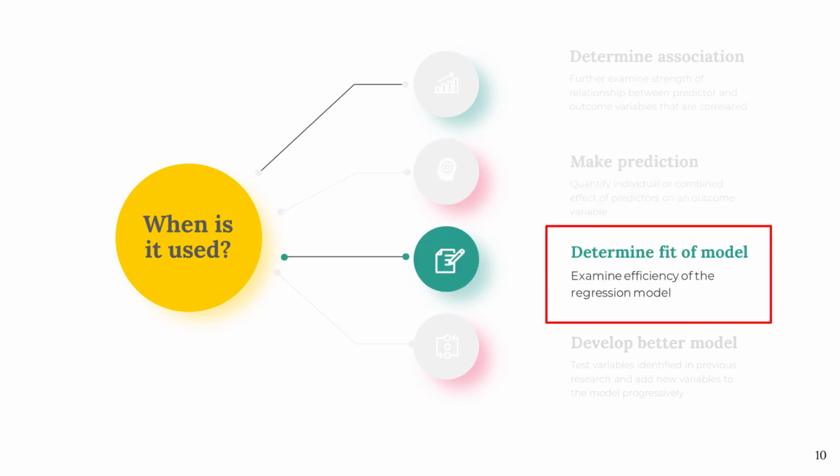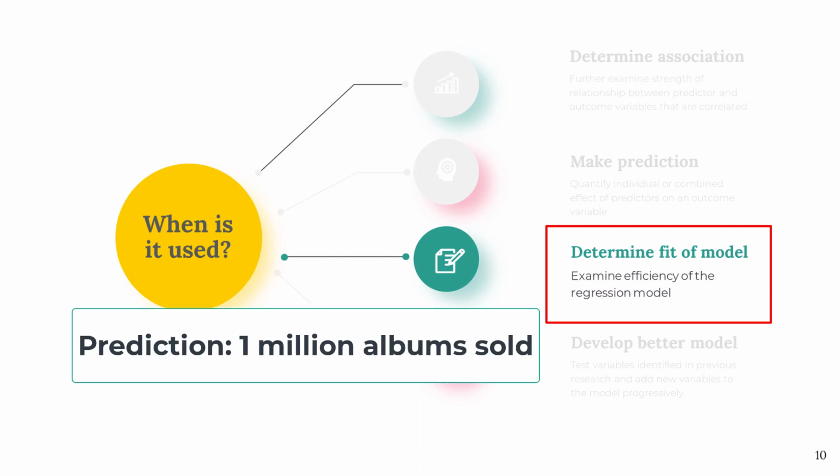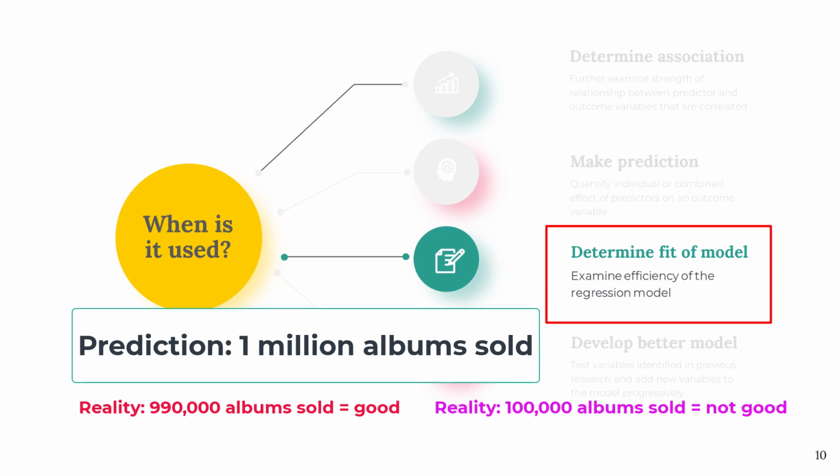When you develop a regression model to predict a future or real-world phenomenon, you will examine how good your model is. That is, how precise your prediction is. For example, if you use your regression model to predict that a company will sell about 1 million albums 1 week after the album release. In reality, you find that 990,000 albums are sold 1 week after the album has actually been released. Your prediction is pretty close. In comparison, if the actual sale is 100,000 albums, your prediction is much farther from the real world. Hence your model is not effective.